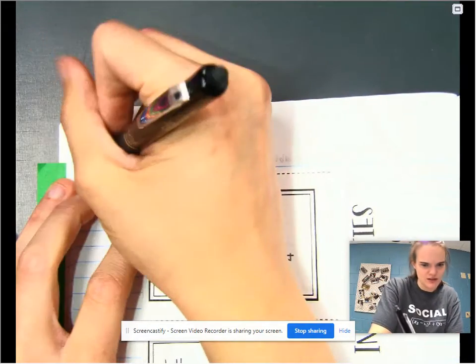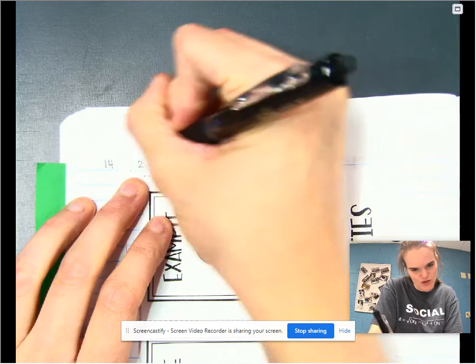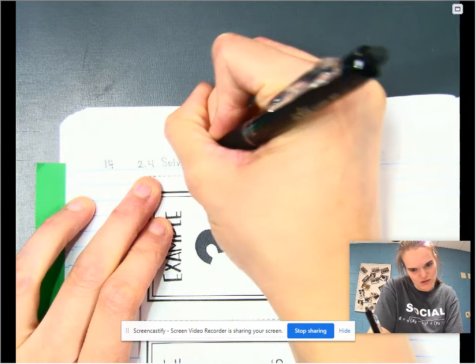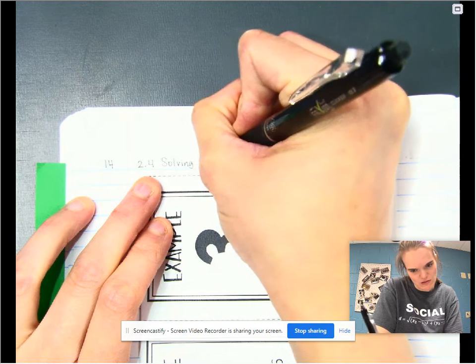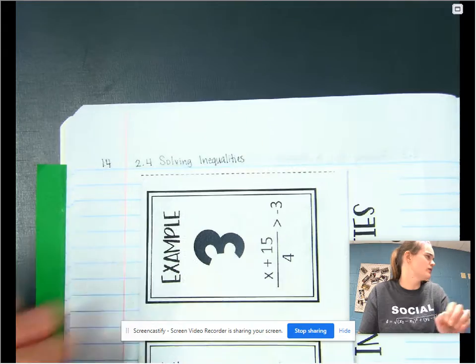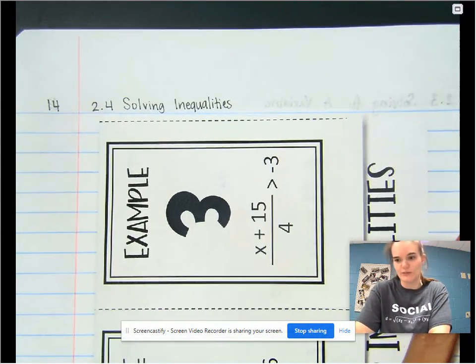Alright, 14 is 2.4 solving inequalities. 2.4 solving inequalities. That's the title for 14 and 15. So I'm going to go ahead and label 15.